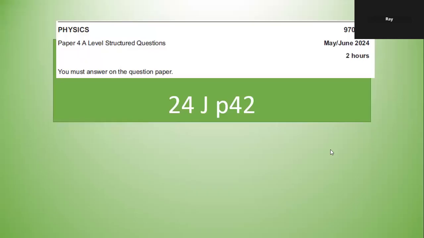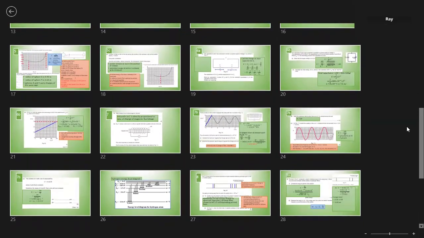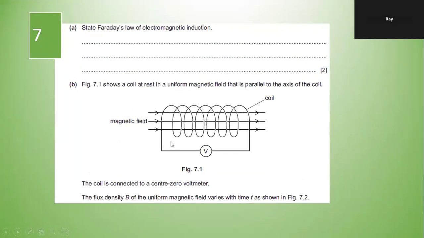Okay, let's continue with our past year paper, May/June 2024, paper 42. Question 7. We have done question 7, so let's go very fast with it. Only the last section you didn't complete.